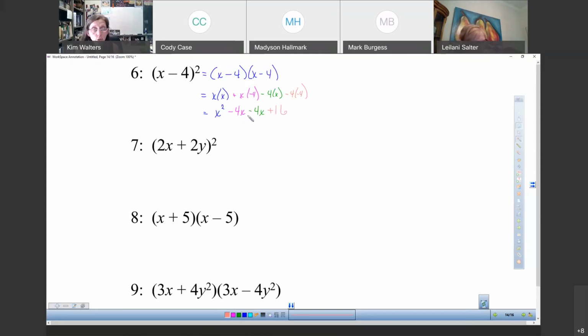Well, I got two of these guys. And so my final answer then is going to be x squared. I get negative 4 minus 4, or negative 4 plus negative 4. I have two of these negative 4s. And so that's going to give me a total of negative 8 x's, and then plus 16. And so this is my final answer. Questions?